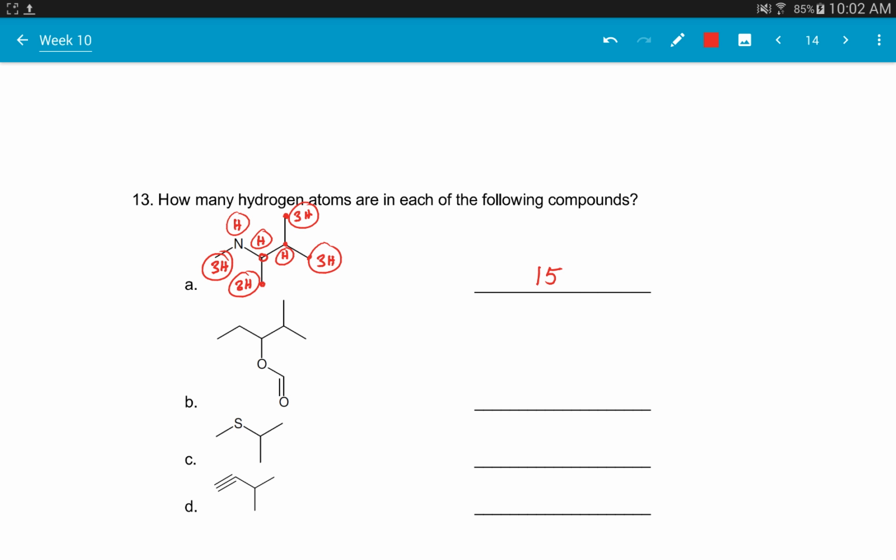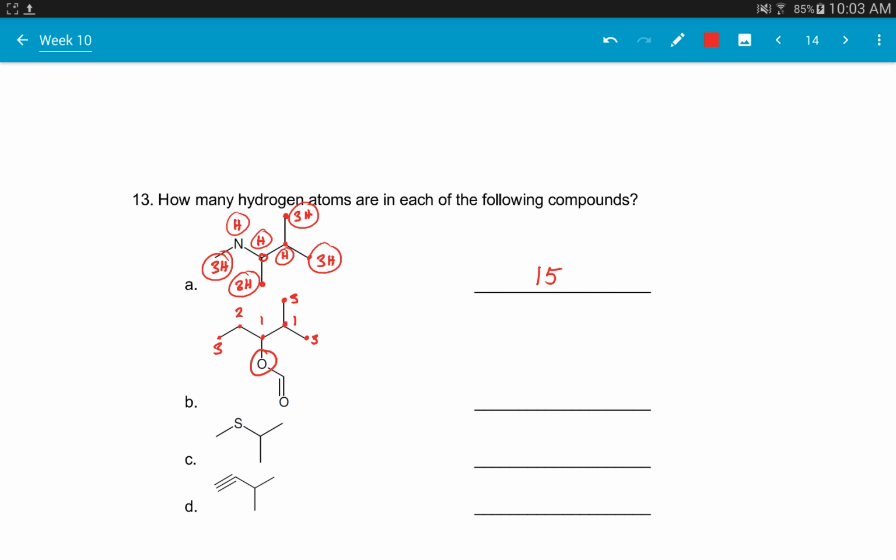In the next compound, we do the same thing. This carbon should have 3. This carbon has 2 bonds showing to it, so it needs 2 more hydrogens in order to have its 4 complete bonds. This one has 3 bonds showing to it, so there's 1 hydrogen there. As that carbon will also just have 1 additional hydrogen attached to it. This one would have 3. This one would have 3.